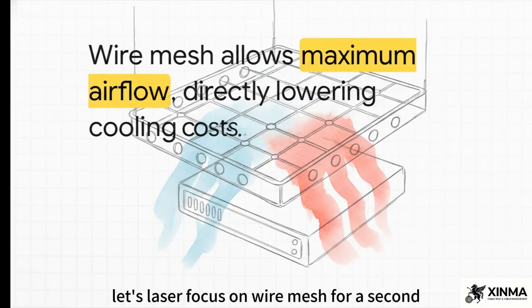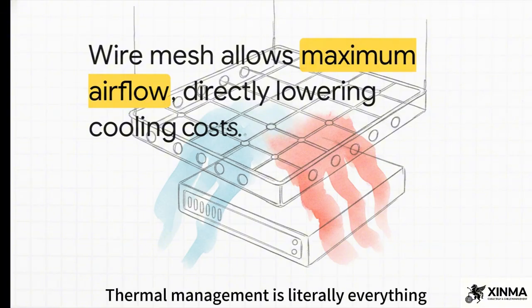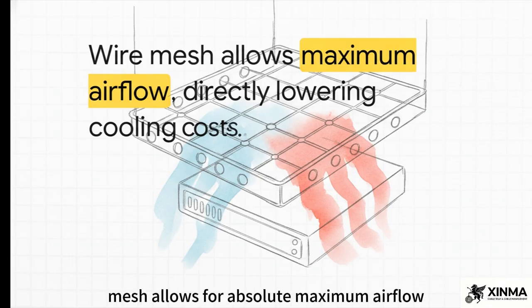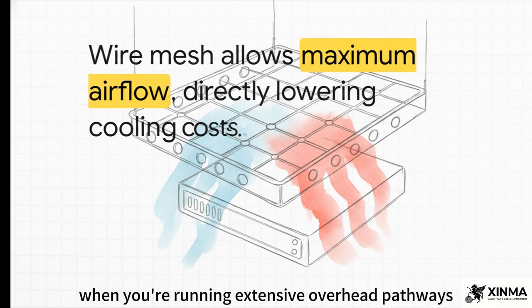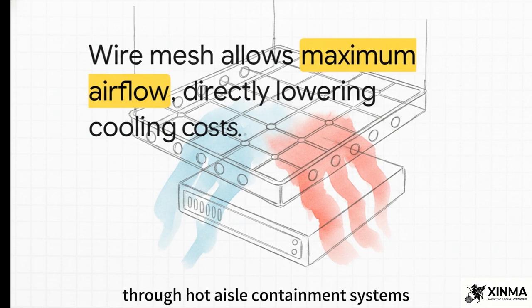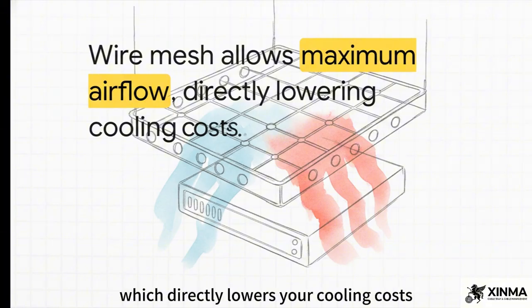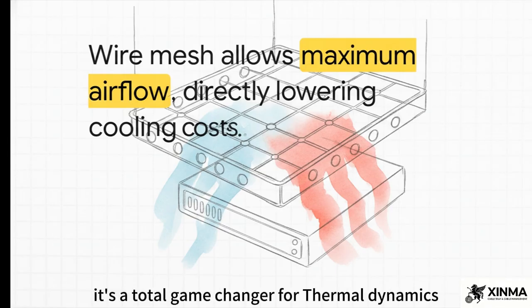Let's laser focus on wire mesh for a second, because in a data center, thermal management is literally everything. The open architecture of wire mesh allows for absolute maximum airflow. Think about it. When you're running extensive overhead pathways through hot aisle containment systems, a solid or highly restrictive tray basically acts like a thermal dam. It just traps the heat. Wire mesh eliminates that dam altogether, which directly lowers your cooling costs and massively boosts overall facility efficiency. It's a total game changer for thermal dynamics.